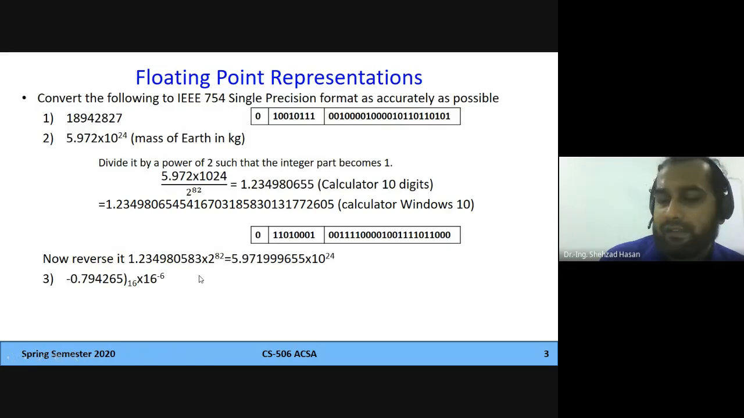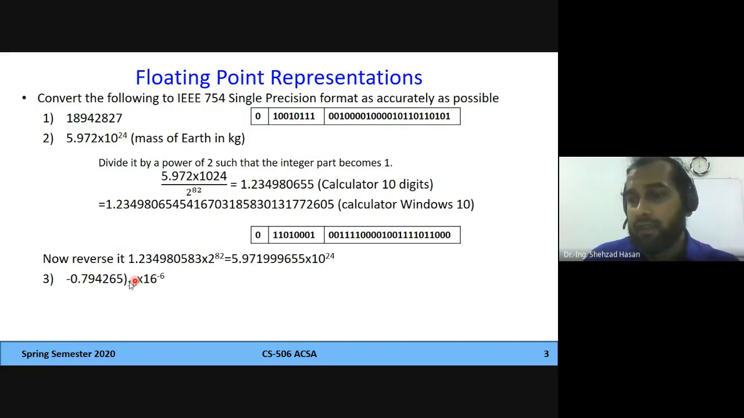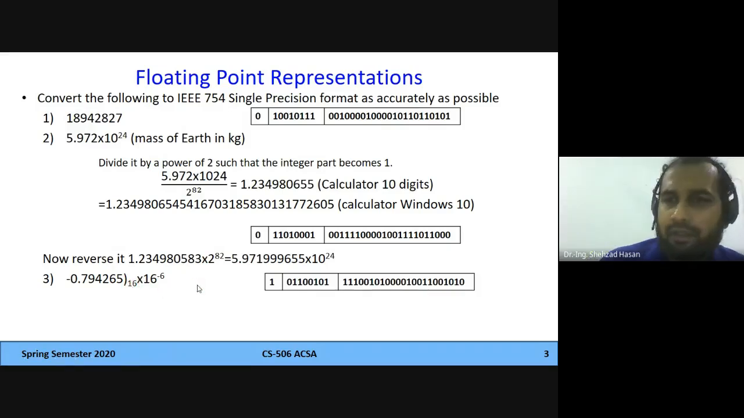There were some other exercises as well, like another number like 0.794265 times 16 raised to power minus 16, and this was a number written in base 16. So this is not base 10 over here, this is base 16. If it is base 16, this is simple, because you can express every digit in 4 bits. And the power of 16 is also simple, because it's actually 2 raised to power 4, and 2 raised to power 4 multiplied by minus 6 gives 2 raised to power minus 24. Then this becomes quite easy to do. I've written the answer as well.